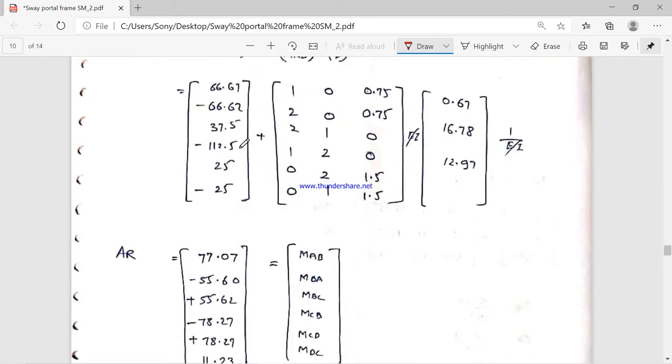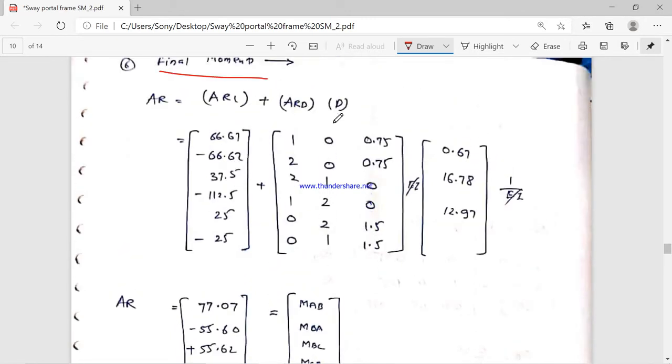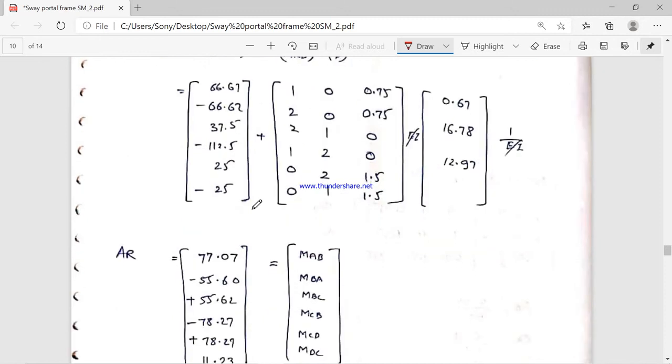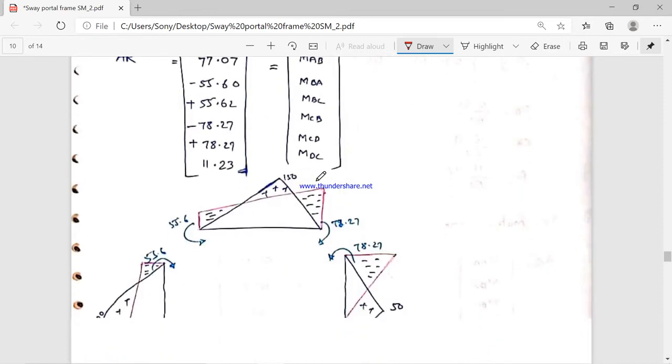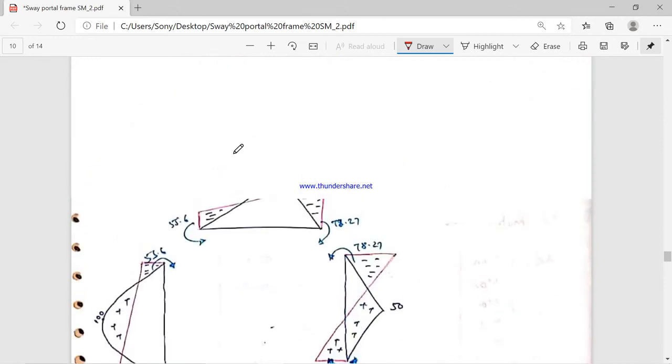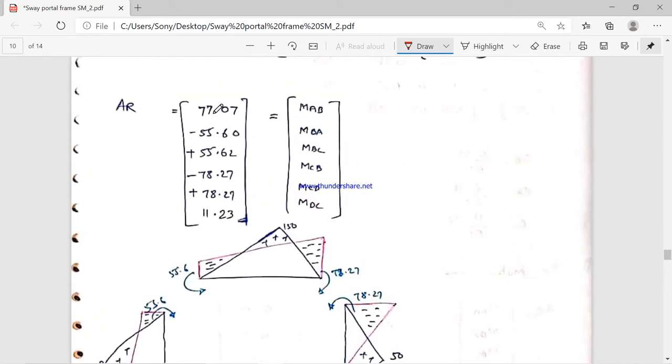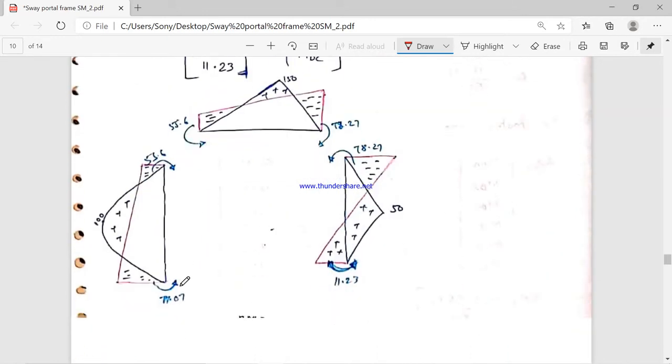Okay, so we have to put all these values very carefully, and we will get the answer. So like this we have obtained the values of MAB, BA, BC, CB, CD and DC. First of all, the first value was 77.07. As this value was positive in matrix form, we have to represent this value in the diagram with the opposite sign. So it will be an anti-clockwise 77.07 like this.